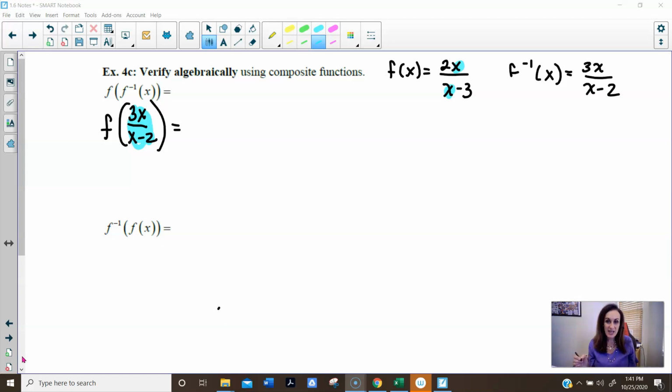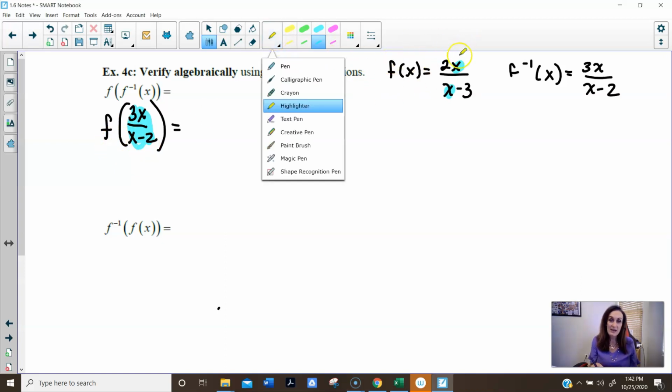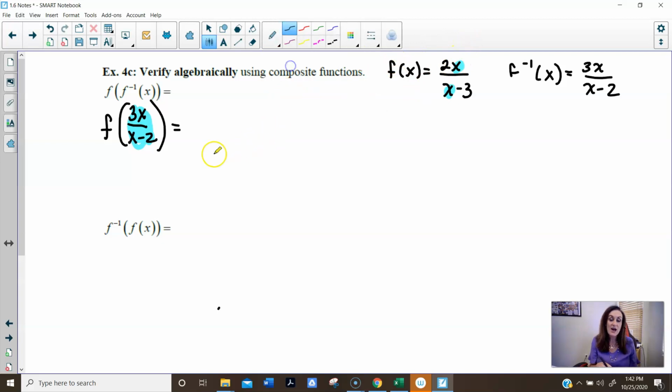So now we are going to confirm algebraically that they are inverses of each other. So we're going to find f of f inverse of x, and then we're going to switch it and find f inverse of f of x. So starting with the first one, f inverse of x was 3x over x subtract 2. We're going to plug that into function f. So here's function f, and everywhere I see an x, I'm going to put in 3x over x minus 2.